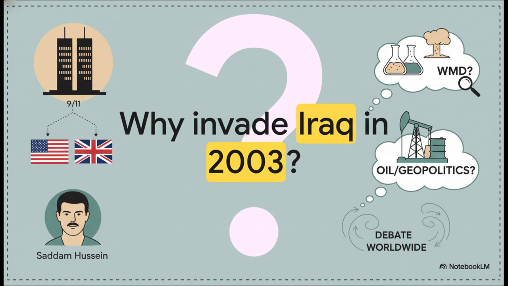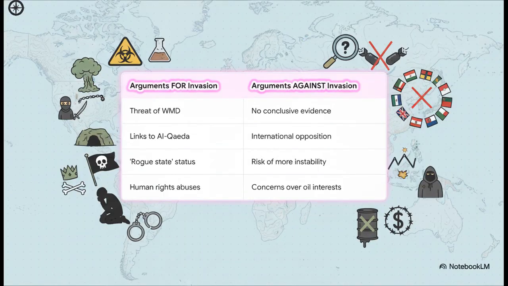Well, the official reasons given for the invasion sparked this intense, worldwide debate and a lot of suspicion. Let's dig into why. And this just illustrates the divide perfectly. The arguments for the invasion were centered on the claim that Saddam had weapons of mass destruction, or WMDs, and that he had links to al-Qaeda. They also pointed to his terrible human rights record as another justification. But the arguments against were really powerful. UN inspectors couldn't actually find any WMDs, there was huge international opposition, and a lot of people were worried an invasion would just make the region even more unstable and actually increase terrorism.